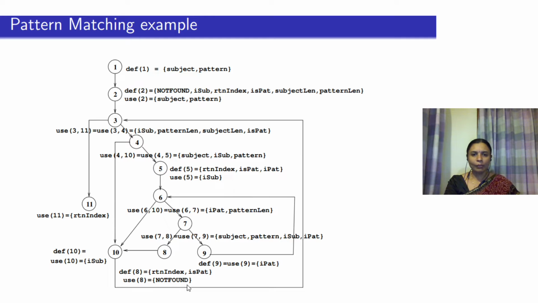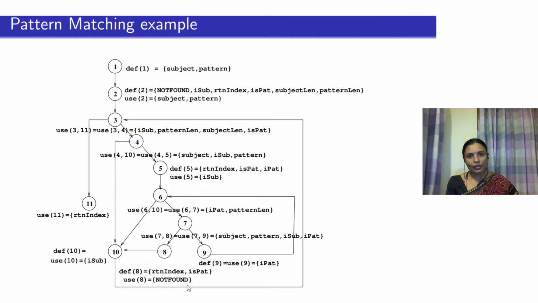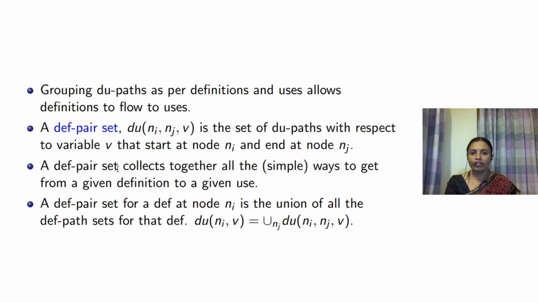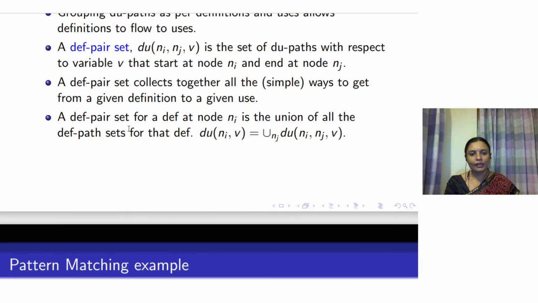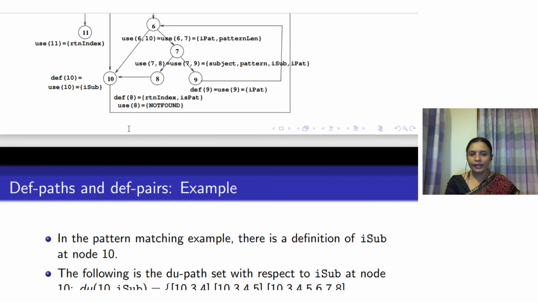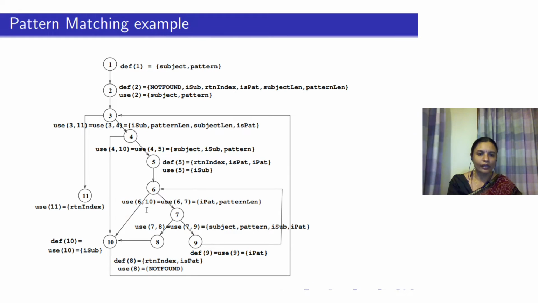We'll go back and look at the same pattern matching example. I'm not showing you the code once again, it was there in the last lecture. We'll directly consider the data flow graph of the pattern matching example, which is given to you here in this slide. You can see the same CFG augmented with definitions and uses. I'm going to illustrate what a def pair set and a def path set are on this example. Let's take the definition of, let's say, i at node 10. So where is node 10 in this figure? It's here.